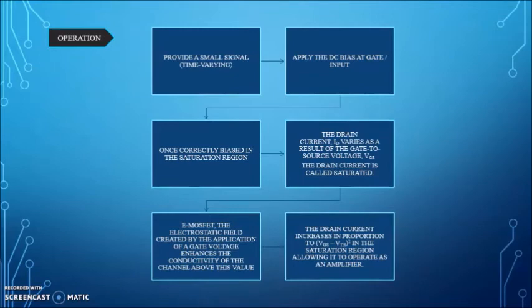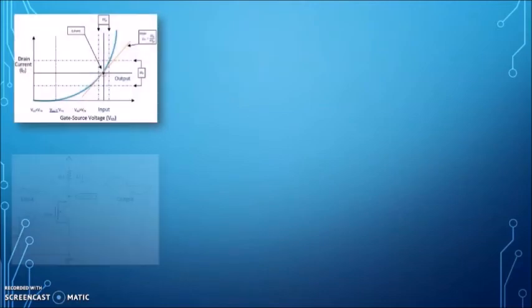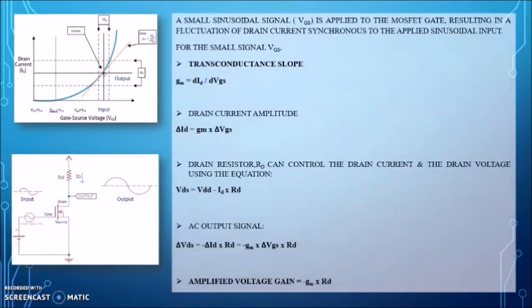In the MOSFET, the electrostatic field created by the application of a gate voltage enhances the conductivity of the channel above this value. Then the drain current increases in proportion to (VGS minus VTH) squared in the saturation region, allowing it to operate as an amplifier. When a small sinusoidal signal VGS is applied to the MOSFET gate, it results in a fluctuation of drain current synchronous to the applied sinusoidal input.